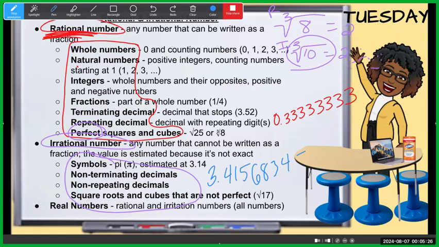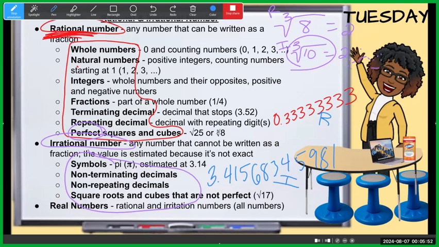Non-terminating and non-repeating is a decimal that has a whole lot of numbers behind it. It doesn't go in any specific pattern, it's just a whole lot of numbers behind it. And those are irrational. So notice the difference. If it repeats in a certain order, it's going to be rational. If it doesn't repeat in a certain order, it's going to be what? Irrational.